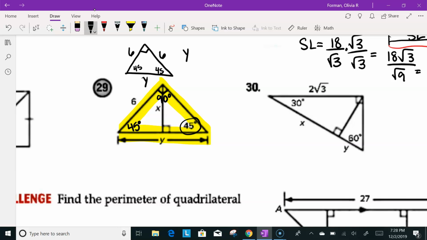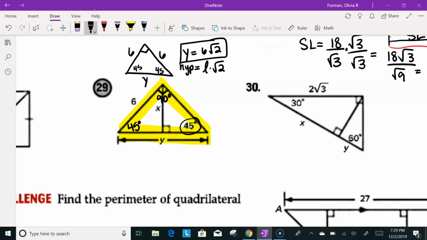So I would start by finding y. Y is my hypotenuse. And to find our hypotenuse of a 45, 45, 90 triangle, you take your leg times the square root of 2. So to find y, I'm going to take my leg times the square root of 2. So my y value is 6 square root of 2. So then we want to move on and find our x value.